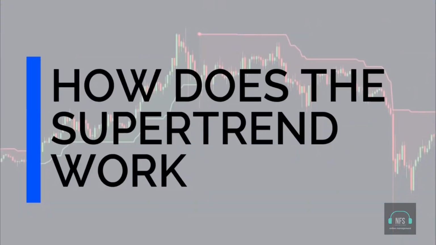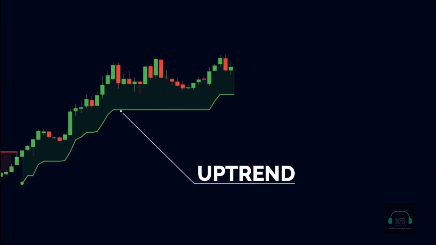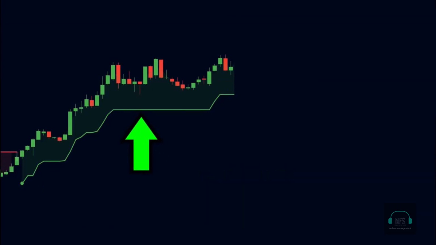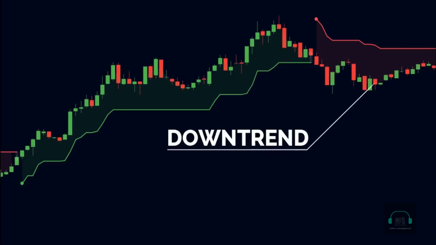Now let us look at how does the Supertrend work. Here we see that the price is in an uptrend. Now this green line is the Supertrend line. This means that as long as the price stays above the green line, the uptrend will be intact. When the price breaks this green line, we see a change in the Supertrend. We see that a red line starts to form above the price. This is an indication of a trend change. This indicates that a downtrend has begun.